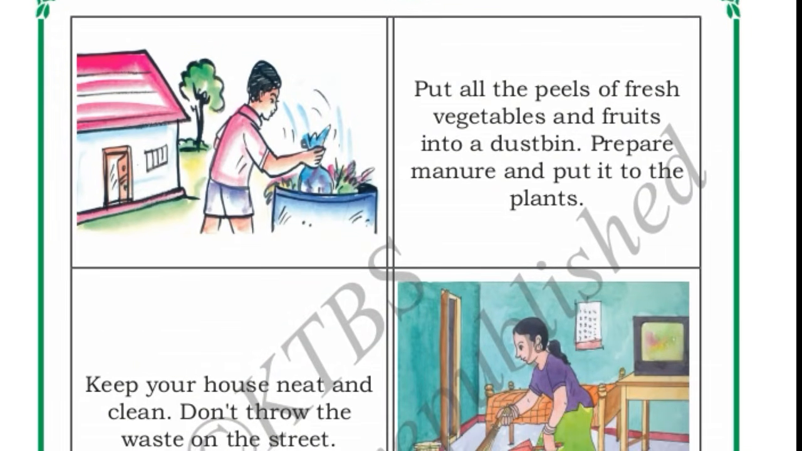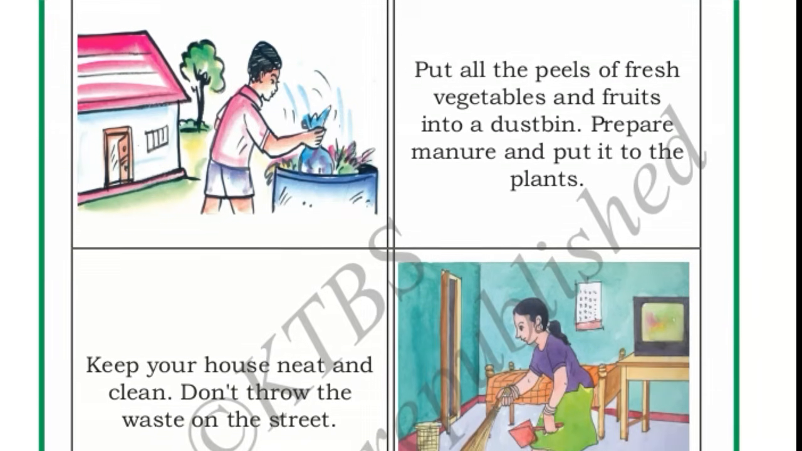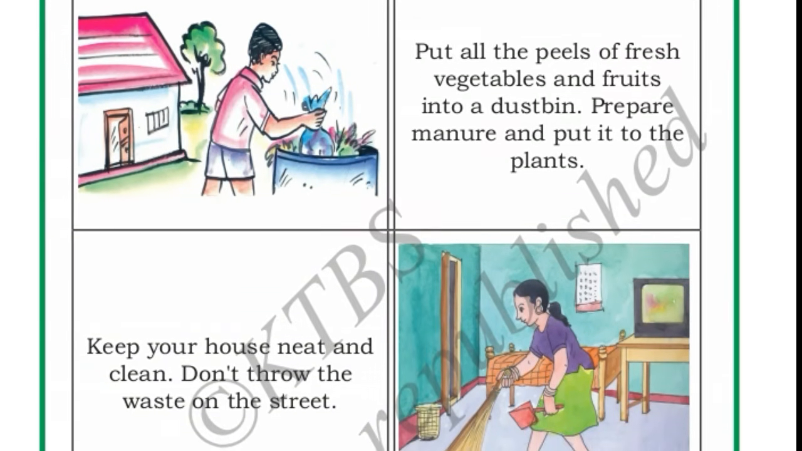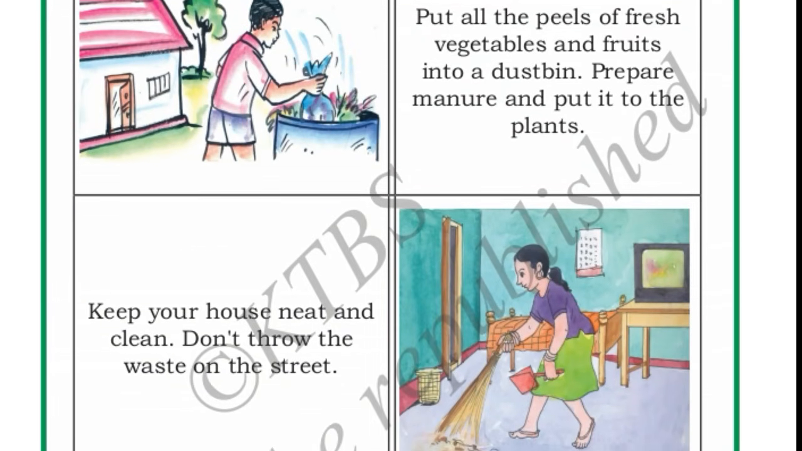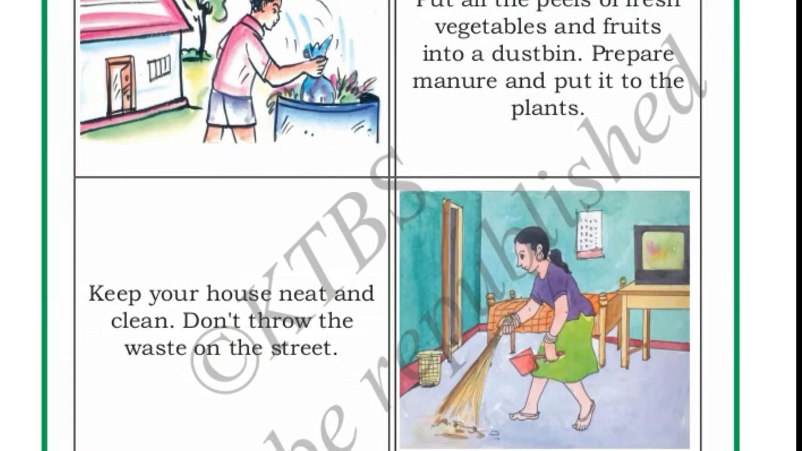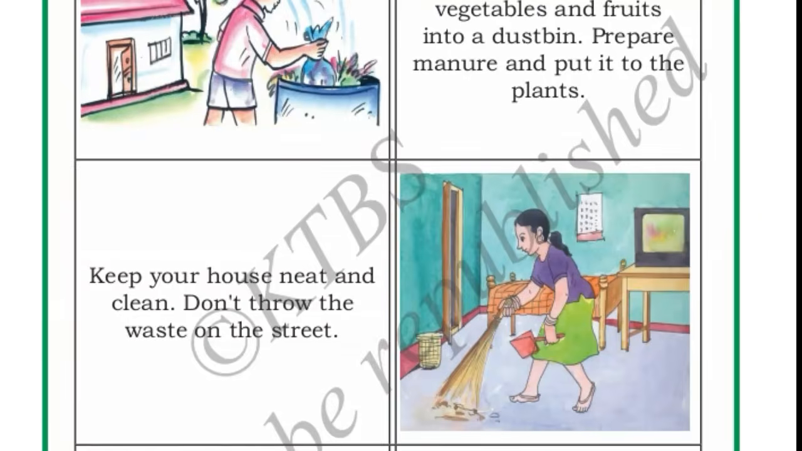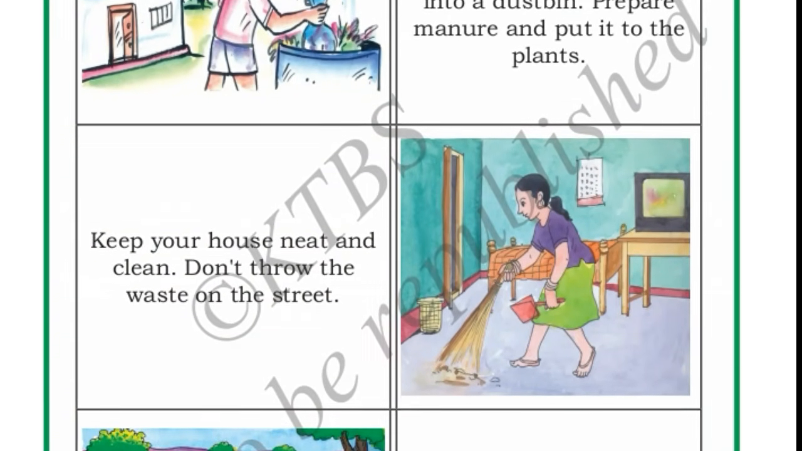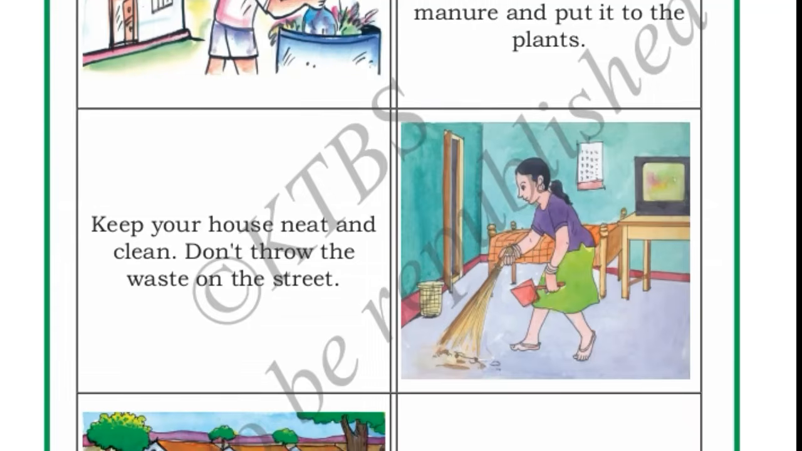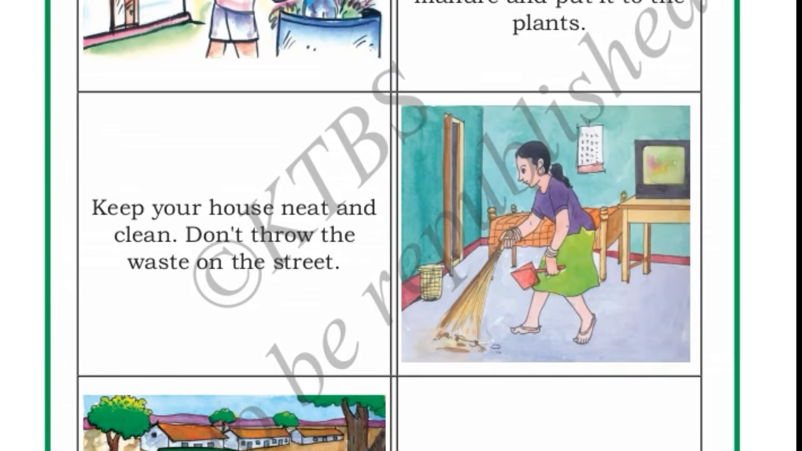Okay, see here, we have to put all the peels of fresh vegetables and fruits into the dustbin, and after we put those things in the dustbin, we can also use them again by preparing manure from it. So we have to prepare the manure and put it to the plants. If we put the manure to the plants, they will get nice soil and will grow nicely.